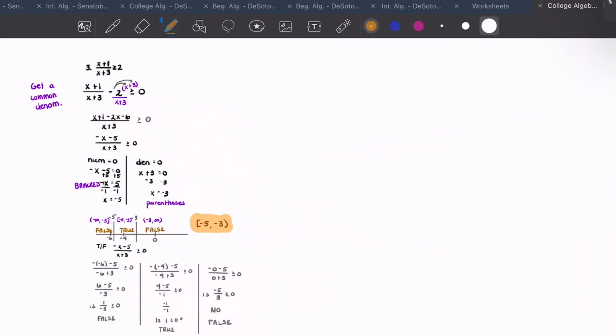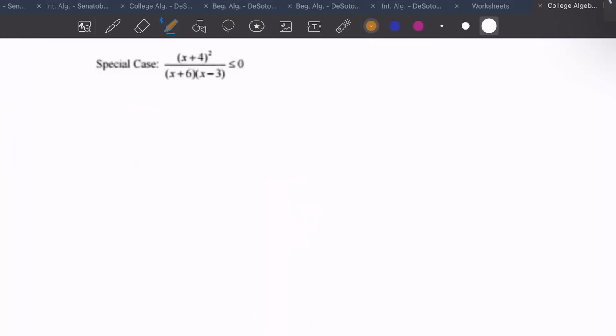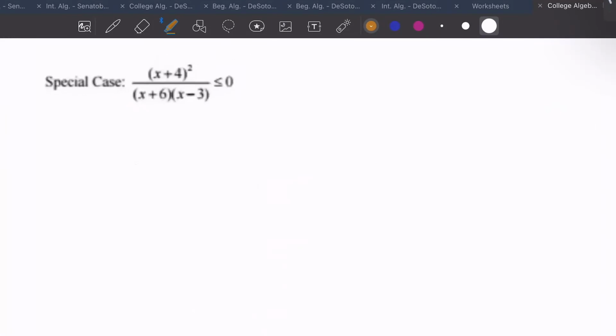These are always going to alternate unless we have something like this special case. And it'll make sense here in a second. Let me write it over. Okay, and this is a special case.